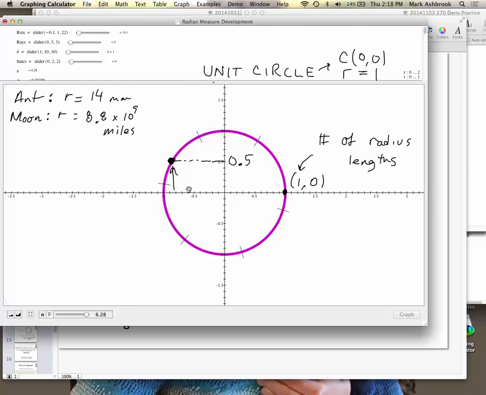How many miles is the moon above the horizontal axis? 4.4 billion miles. Both of them are 1/2 radius length above the horizontal axis. Okay, so this is the idea that the unit circle, this radius 1, if we think of 1 as 1 radius length, then the unit circle is any and every circle that we can model in the universe. Okay?